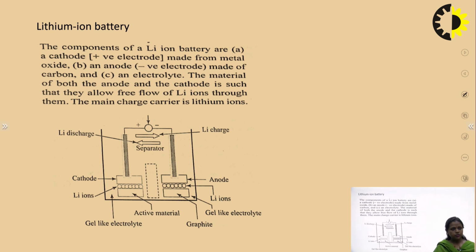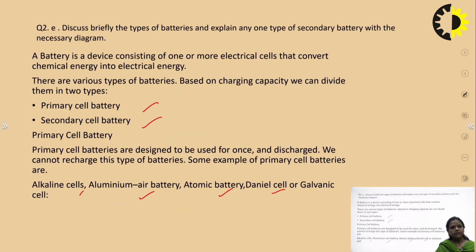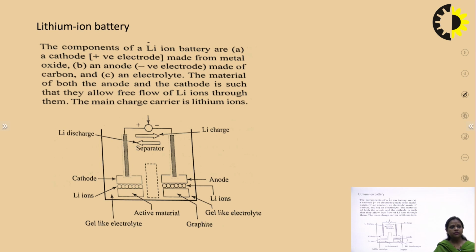As the second part of the question, as you can see, it is written: explain any one type of secondary battery with the necessary diagram. So, here we have taken the example of the lithium ion battery. The components of a lithium ion battery are basically the cathode, which is a positive electrode made up of metal oxide. You can see here, this is the cathode, and the second part is the anode, which is a negative electrode made up of carbon, and we have an electrolyte. Here we have a gel-like electrolyte, and the material of both the anode and cathode is such that they allow free flow of lithium ions through them.